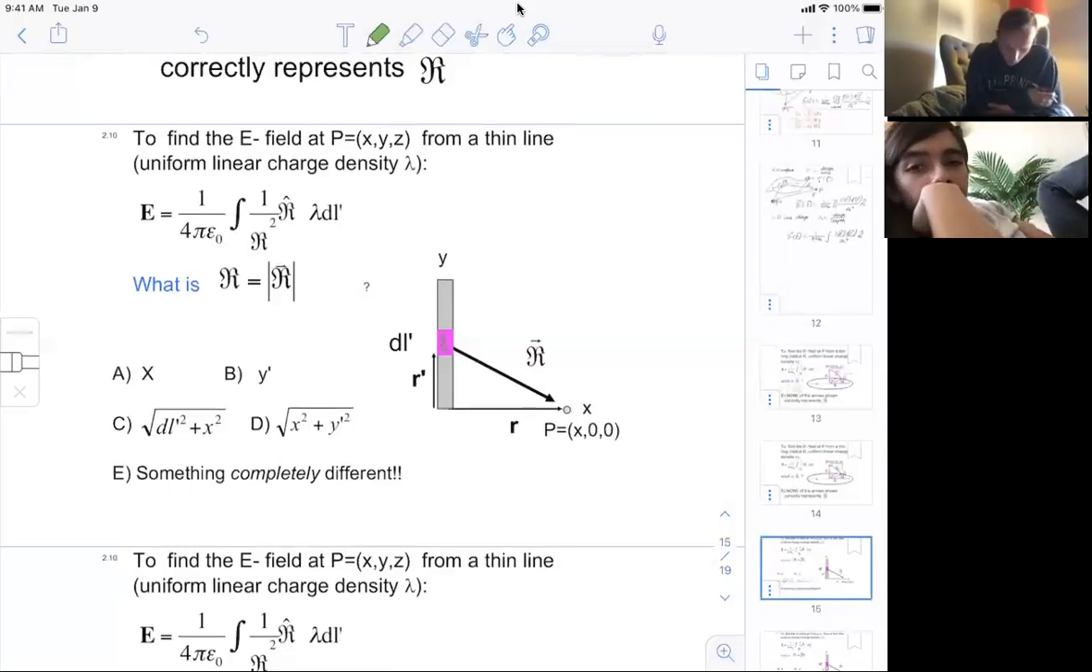And you're interested in evaluating the E field at point P, which is on the X axis. It is at location of r. Now, in this case, r is simply just x, right? So how do you represent the magnitude of script r in this case? That is given as shown in the picture. So that is the first question.